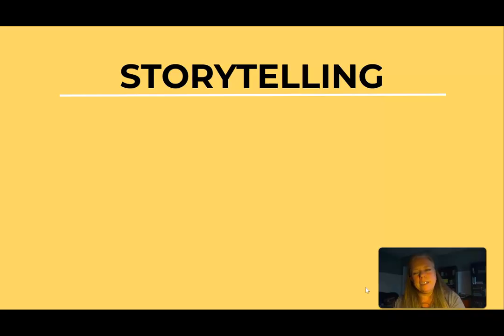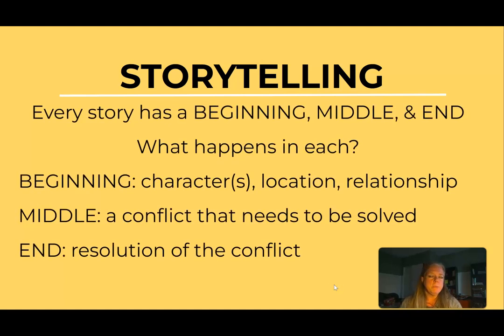All right, now we've got to talk about how to tell a story. We have talked about this basically as being that every story has a beginning, middle, and an end, but you need to be able to make sure you know. In the beginning, we're being introduced to the character or characters, the space that we're at, and the relationship between any of those characters. In the middle, there's always conflict, something that needs to be solved, some problem that comes up that needs to be dealt with. And the end has the resolution of that conflict.